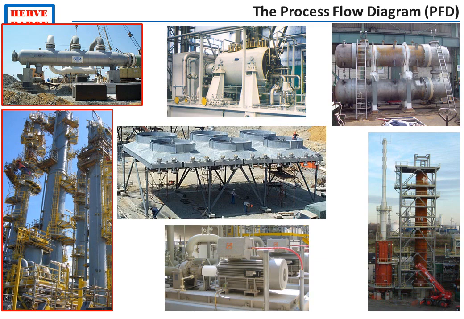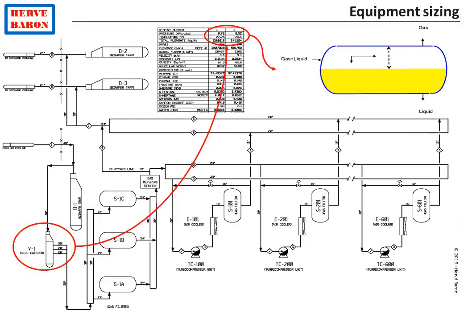So, let's first have a look at the separation equipment, which is sized by process. This gas-liquid separator, for instance, is sized by process in order to achieve the required gas-liquid separation efficiency.